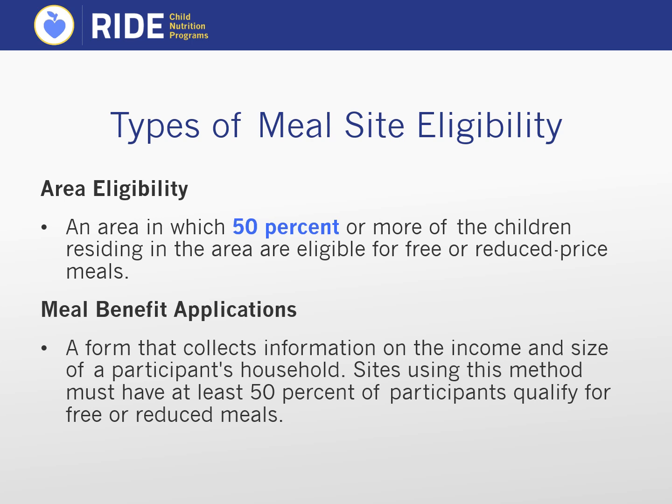Meal benefit applications are a form that collects information on the income and size of a participant's household. Sites using this method must have at least 50% of their participants qualify for free or reduced meals. Sites may either distribute, collect, and determine these applications themselves, or use meal benefit application determinations from a school, depending on the type of meal site.